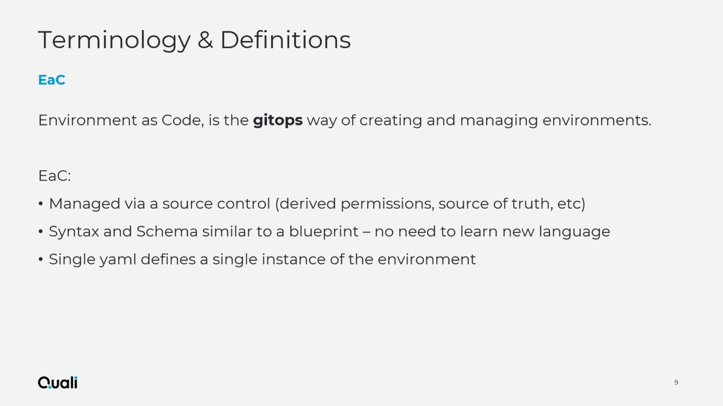A single YAML defines a single instance of the environment, of course, because this is GitOps. So if you define one YAML, you will have one environment, unlike Blueprint, where from one Blueprint you can launch multiple environments, right? Because it is detached. So this is EAC. Of course, in the context of Day-2 operation, the entire life cycle, the entire updates that your environment goes through, will be through the source control, and of course you should not update it outside.